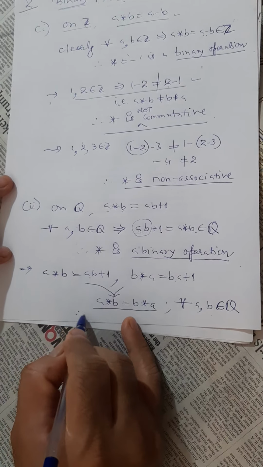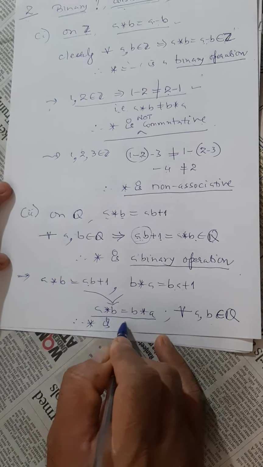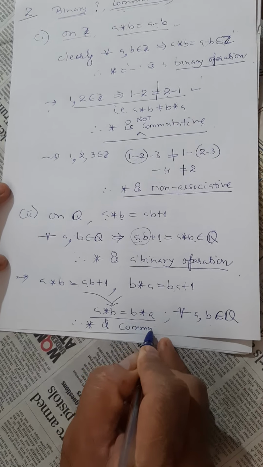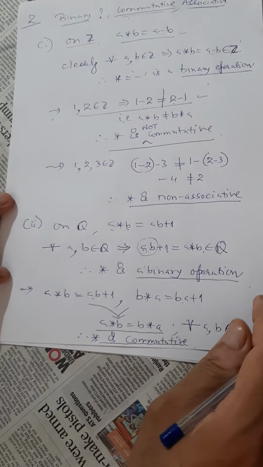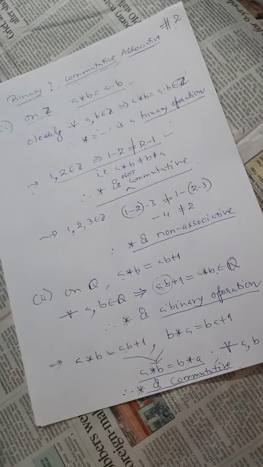And therefore, what's the conclusion? Asterisk is commutative. So commutativity holds here.